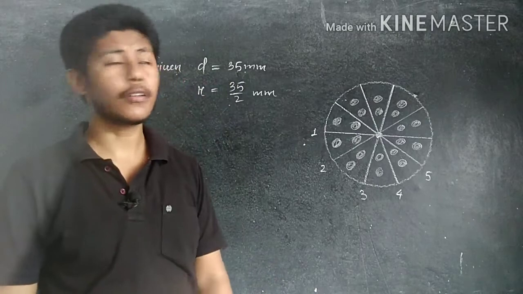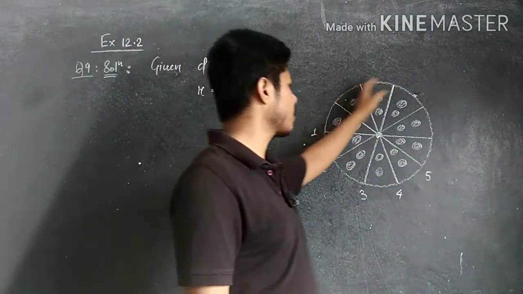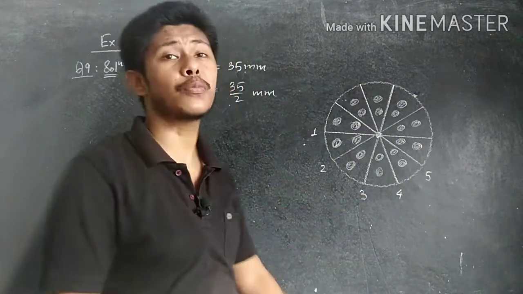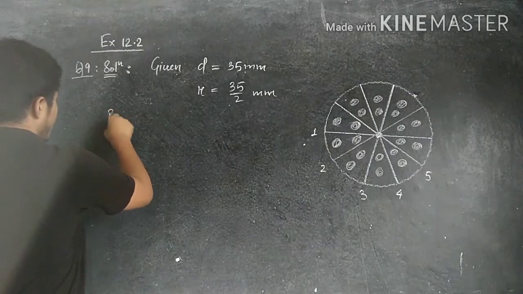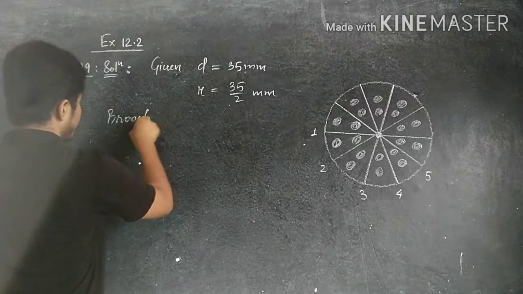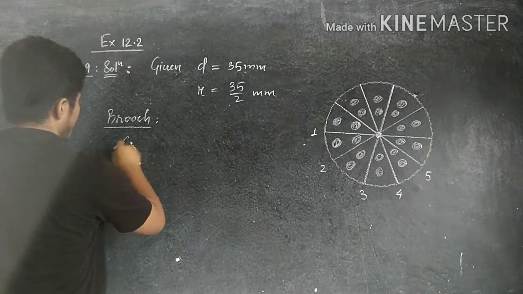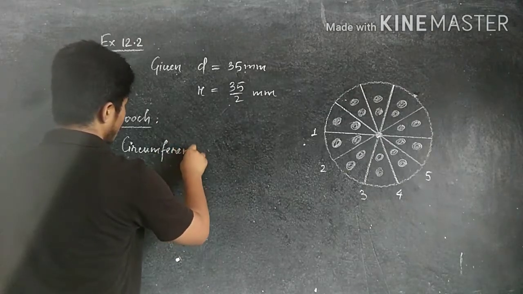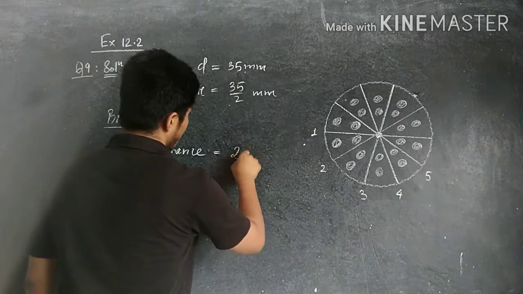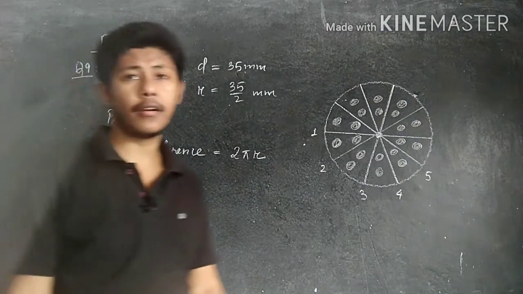I think all of you understood this one. So we can find the radius here. Now what you have to do, first of all, is find the circumference of this brooch. In the case of circumference, the formula is twice pi r. The circumference formula is twice pi r, is it not?